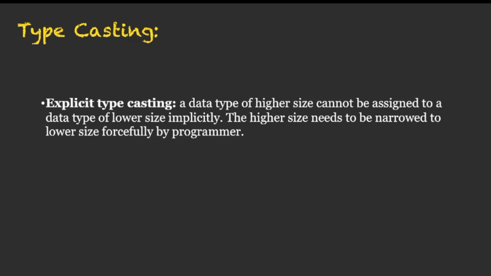Now, the other type of typecasting is called explicit typecasting. Explicit typecasting occurs when the programmer explicitly converts a value from one data type to another, right? In this type, you have to specify the desired data type conversion. Say I'm taking a data type of a higher size and trying to narrow it down to a data type of a lower size. This won't be done automatically or implicitly by Java's compiler. It has to be done forcefully by the programmer.